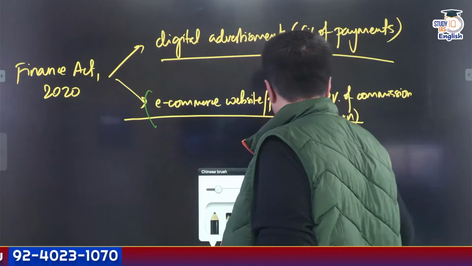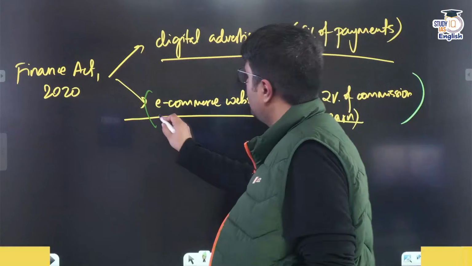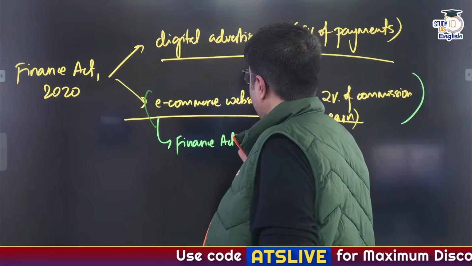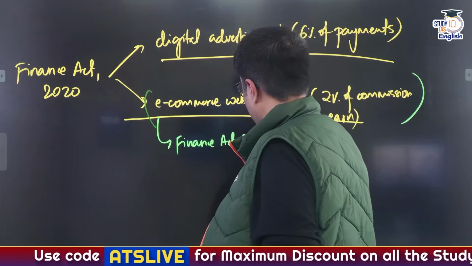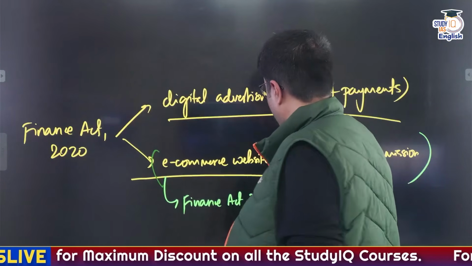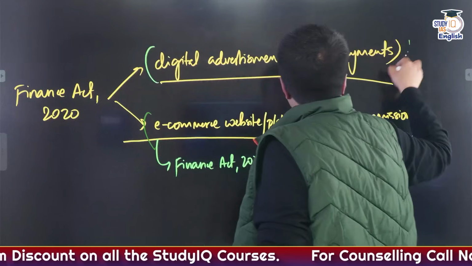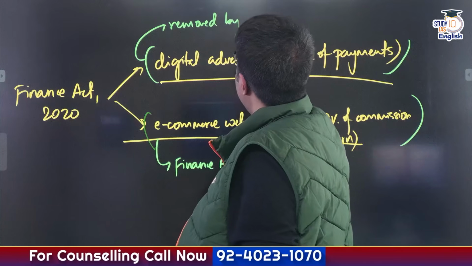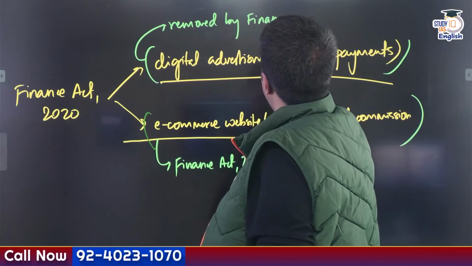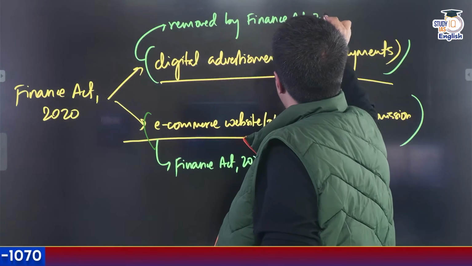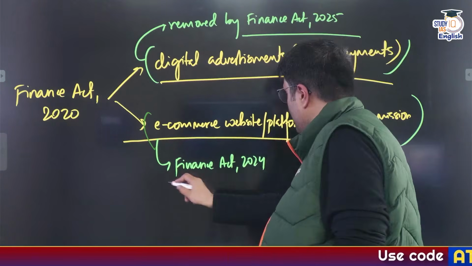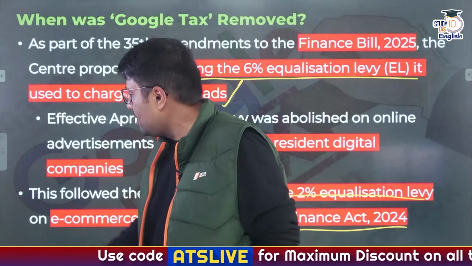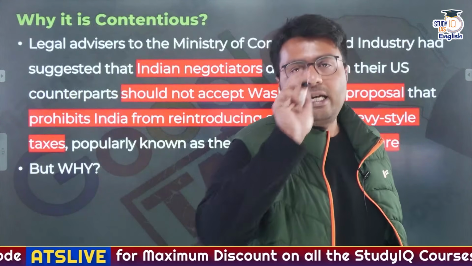So to come back to our summary, this particular taxation was removed through the Finance Act of the year 2024, and the tax on digital services, this one was removed by the Finance Act of 2025. Now, why do you think the government removed this? The government basically preempted any kind of dispute that it might face when it is dealing with the US to sign a trade deal.